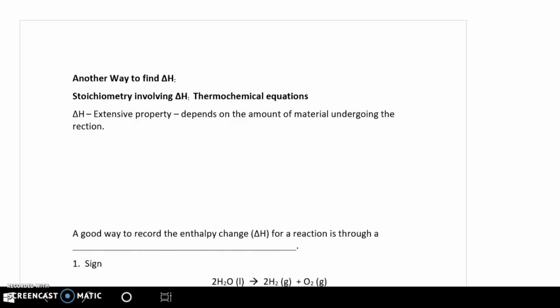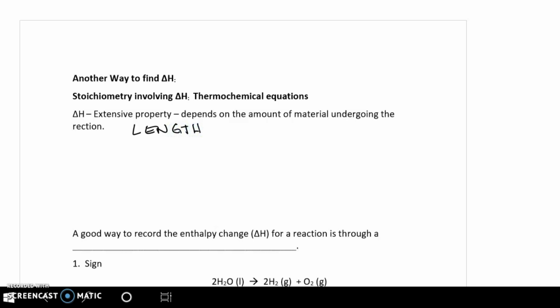So an extensive property depends on the amount of material that is undergoing the reaction. Examples of extensive properties, other than enthalpy, would be length.